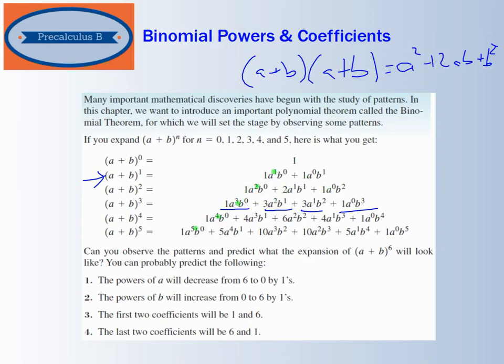We might find a to the sixth on the next one. We might see that that exponent is increasing by 1 every time. The exponent for b stays the same, 0 every time. So what are some other patterns that you might see? Do you think you could determine what the expansion of a plus b to the sixth will look like? Take a couple minutes, look at those patterns, and see if you can come up with an idea as to what it will look like, a plus b to the sixth.